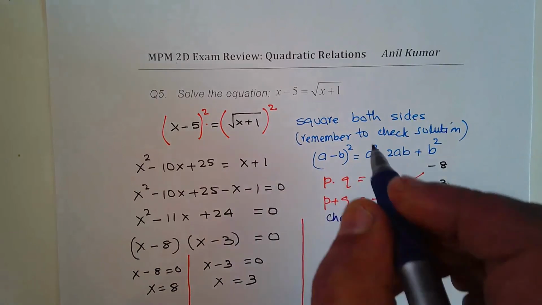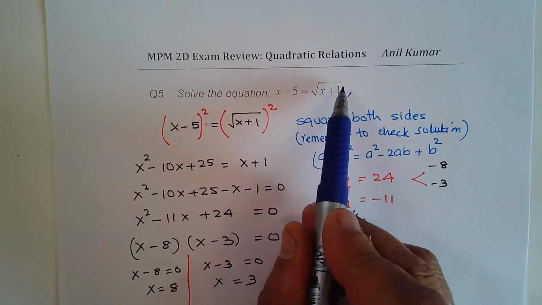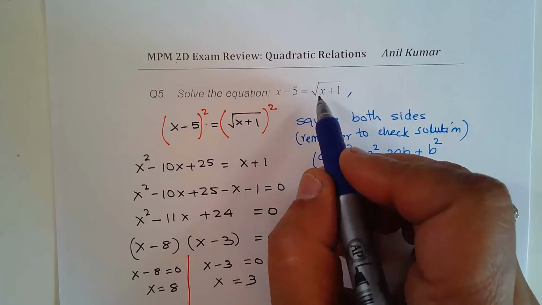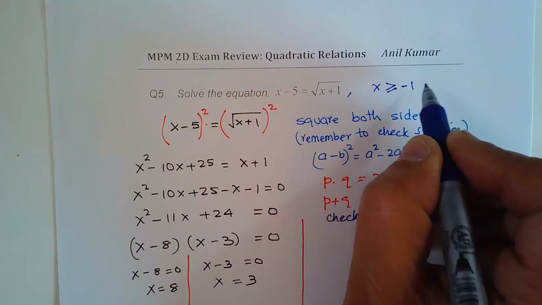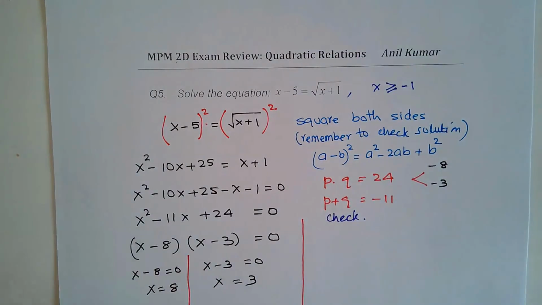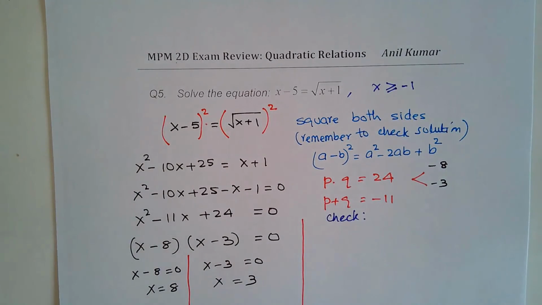Remember also, when you have x plus 1 within the square root, you know one thing, that x has to be greater than or equal to minus 1. So they are within your domain. Still, you have to check the result. Perfect. So let us write down x as 3 and 8, and then check.